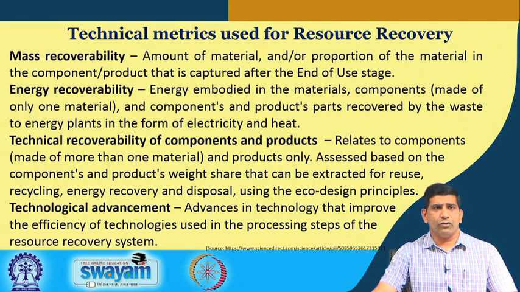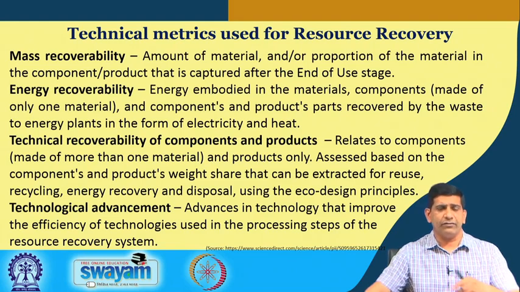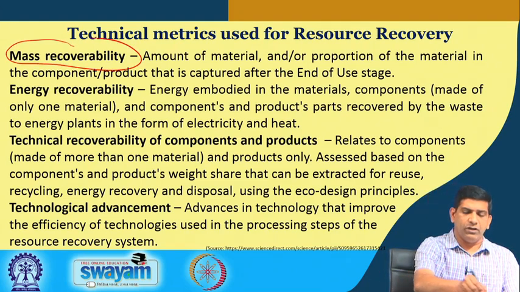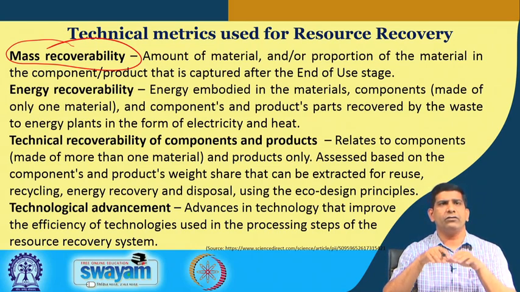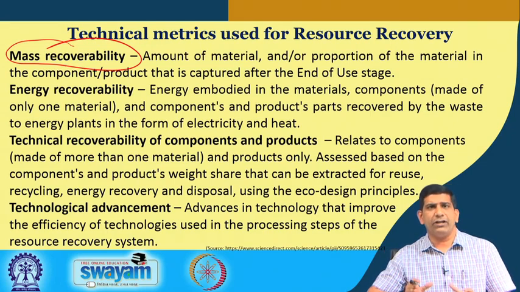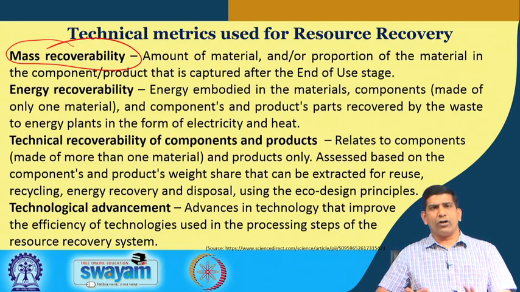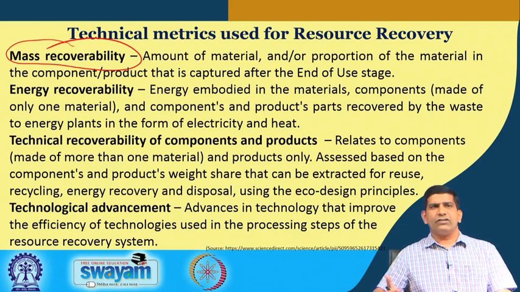Now there is also mass recoverability, which is the amount of mass you can recover when you go for recycling or resource recovery, the amount or proportion of the material that will be captured after the end of the user stage. Then energy, where the energy is embodied in the material. Components made of only one material, and the components and end products recovered for the waste-to-energy plant in the form of electricity and heat. So that is the embodied energy that can be captured.